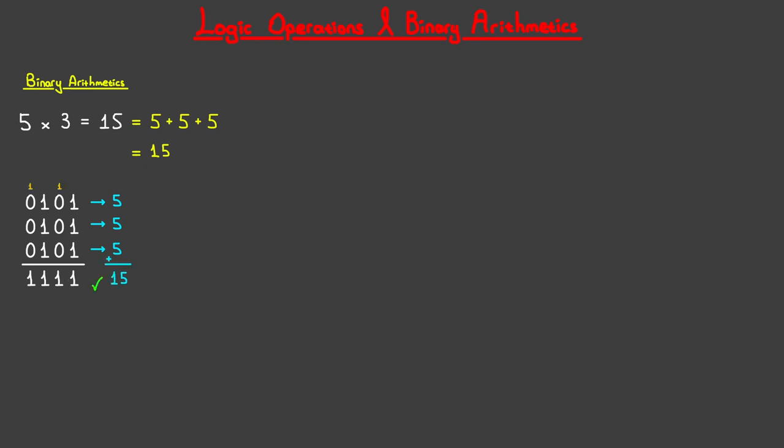Let's see how we do multiplication. Look at this term, 5 times 3. You know it's 15, but you also know that the actual calculation is 5 plus 5 plus 5, right? Well, the same goes for binary as well. Take the same 5 in binary, add it 3 times over, and you get 15. Division is a tiny bit more complex, but the same logic applies.